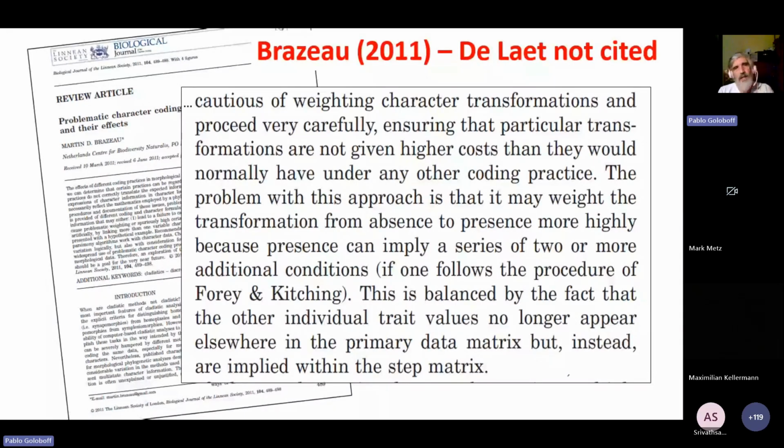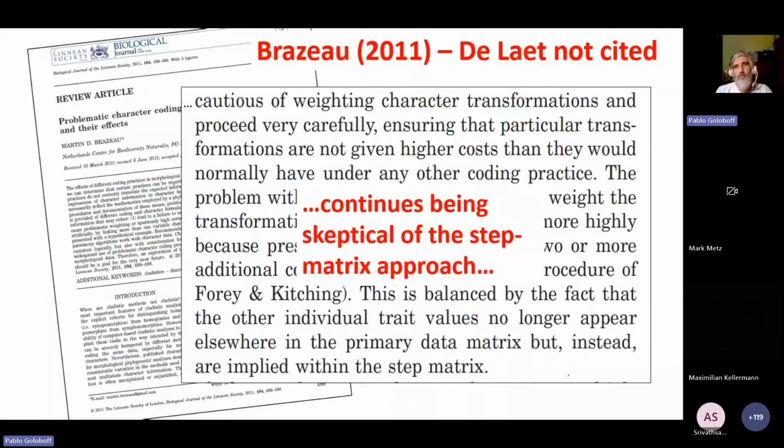You can read the entire thing, but basically he continued being skeptical of the step matrix approach, pretty much based on the same reasoning of Madison, because Madison said, well, one could use step matrices, but exactly what should the rates between transformation costs be? How much cost do we give to tail gains and losses?